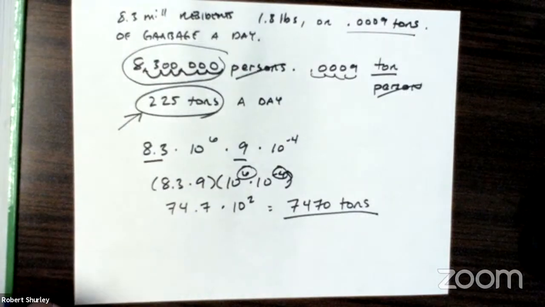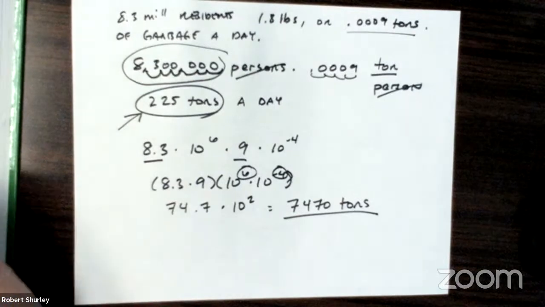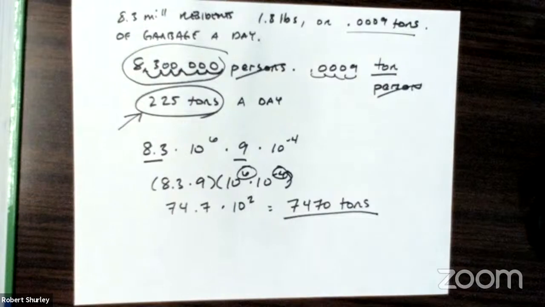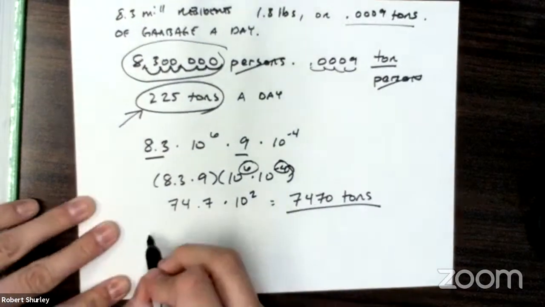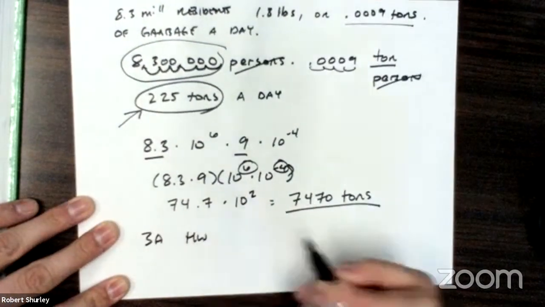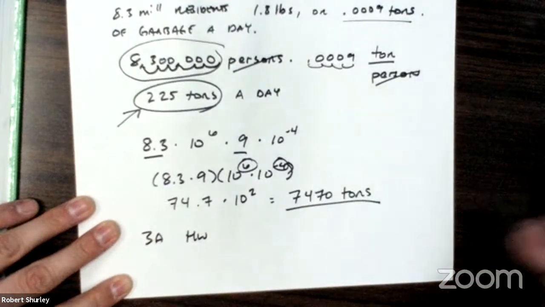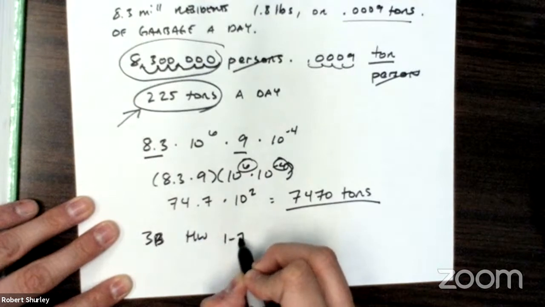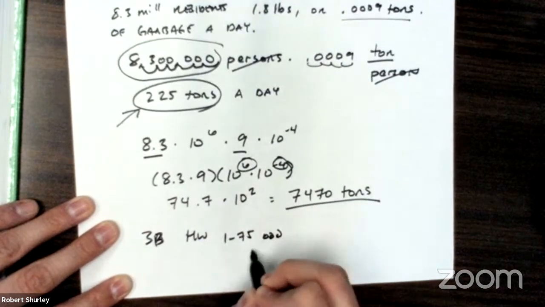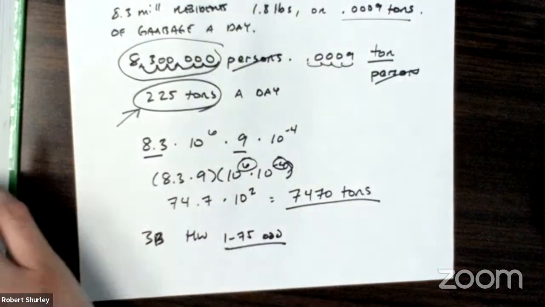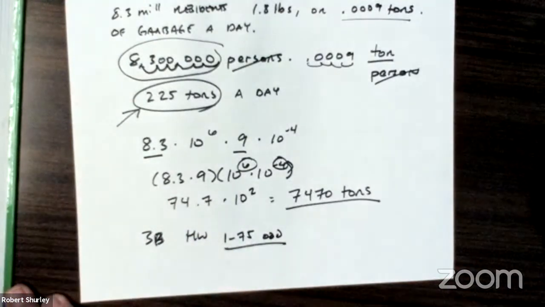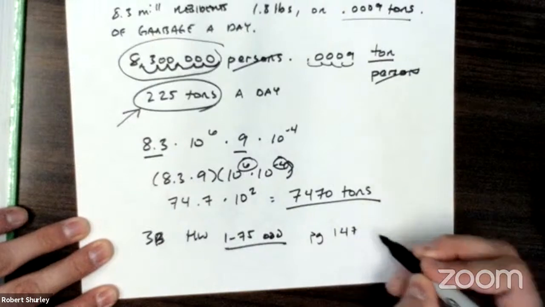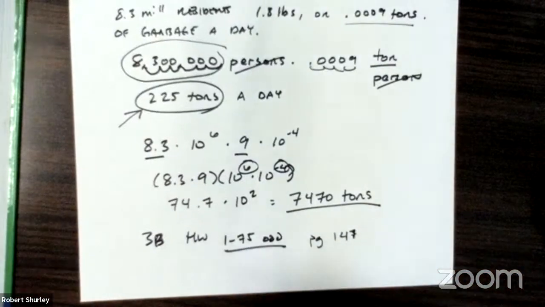Okay. So I want you to read the rest of this chapter and then work on that homework, which again, I'll write down for you. So this is 3A homework. 3B. Homework's going to be 1 through 75 odd. And again, on this one, just like the last one, you could probably do every other odd and you would hit all of the homework. It starts on page 147, guys. So I want you to work on that.